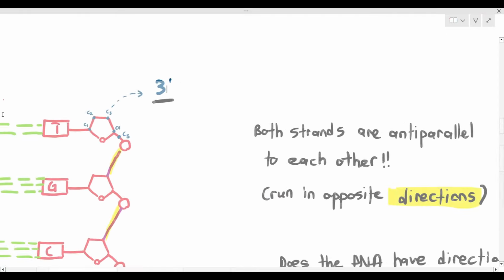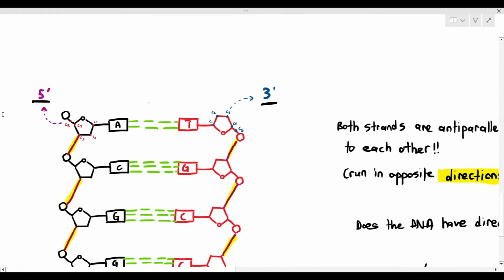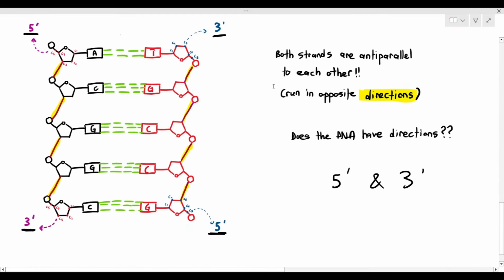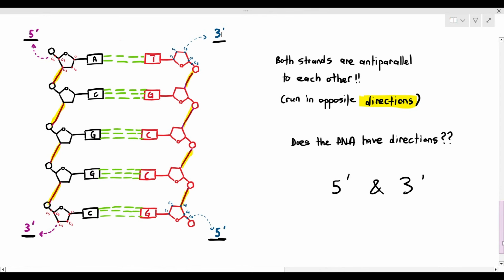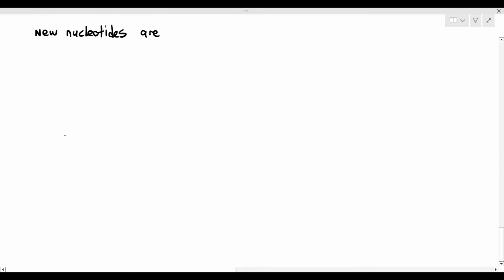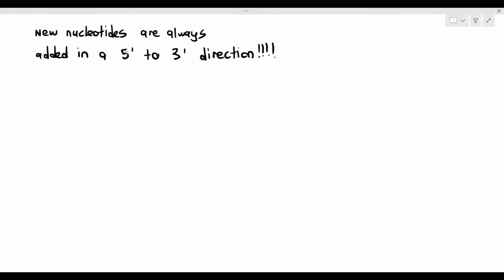That's basically it. So this is where we have to ask ourselves the question: why do I even care that the DNA is running in the opposite direction? Does it really matter? Yes, it does. Sadly, I can hear the collective groan from all my students: oh God, why? But that's just the way it is. So we are going to talk about it a little bit more in detail. Why does it matter? It matters because new nucleotides are always added in a 5' to 3' direction.